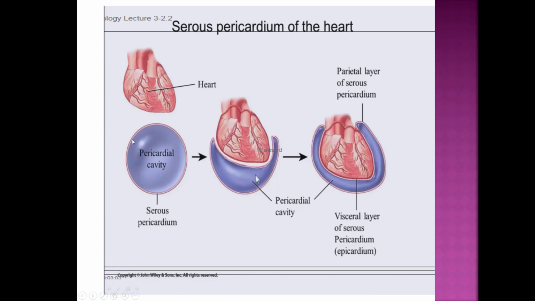So this outer wall is called the parietal, in this case pericardium. But then as this portion of it touches the heart, it then becomes visceral pericardium. So here's parietal, that's this on the outside. And then the visceral becomes this portion right here that actually touches the heart.